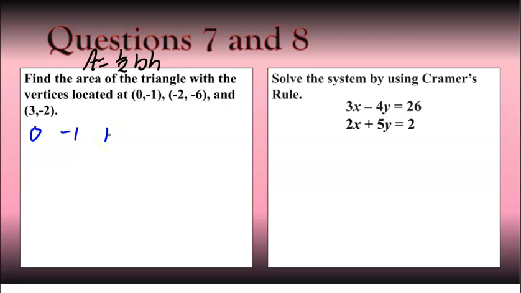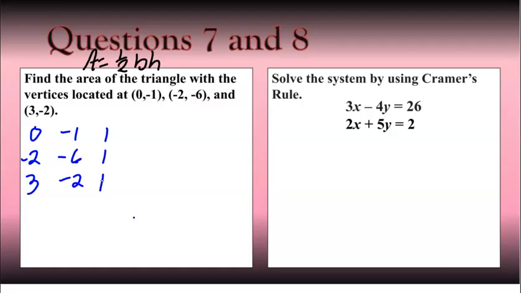The reason why the last one's going to be 1 is because we want to make sure that we don't change any of the values. And when we think about multiplication, anything times 1 is itself. Then we take the next point, and this would be -2, -6, and then we put a 1 here. And our last vertex is 3, -2, and then a 1.